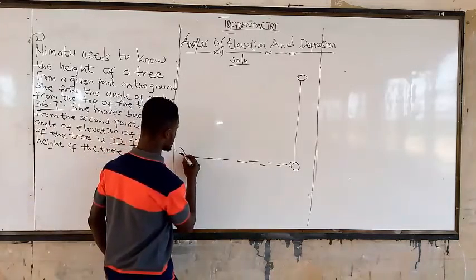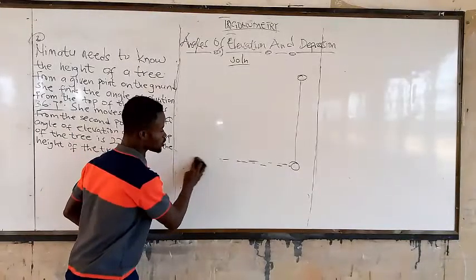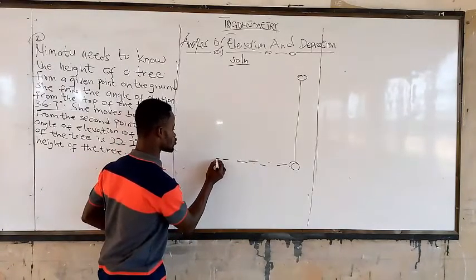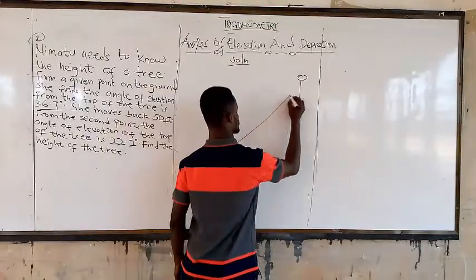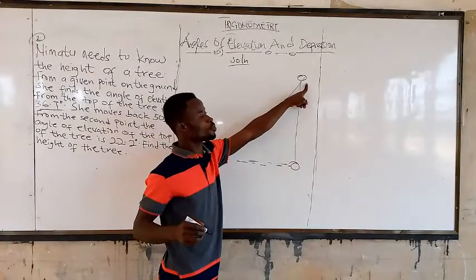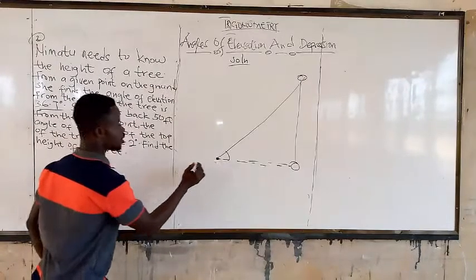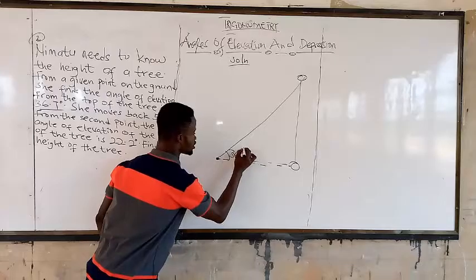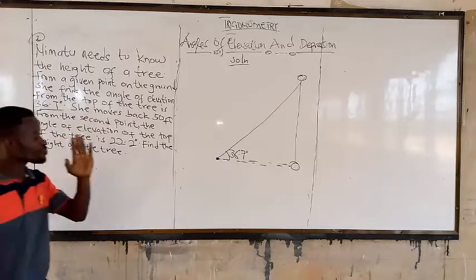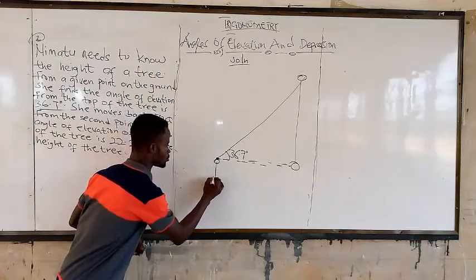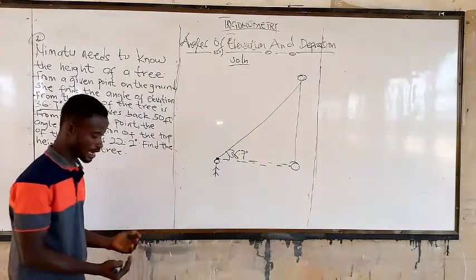So Nimatu first forms an angle of elevation. I'm going to use here to be the eye, the point. And this is the top of the building. So Nimatu forms an angle of elevation of 36.7 degrees here. She moves back. So at first, Nimatu was standing here. So Nimatu now moves back.